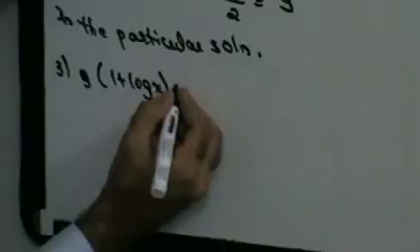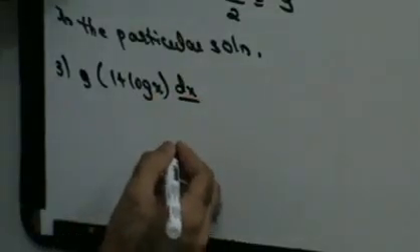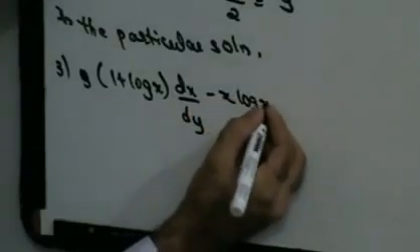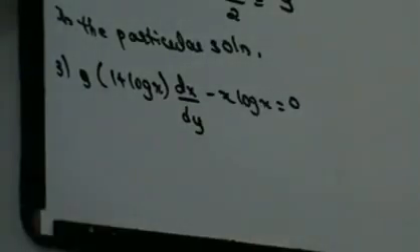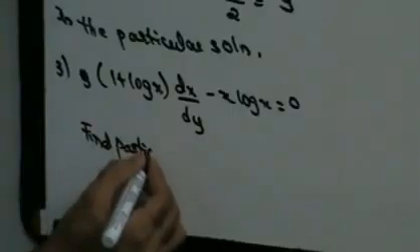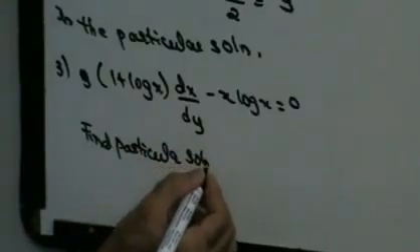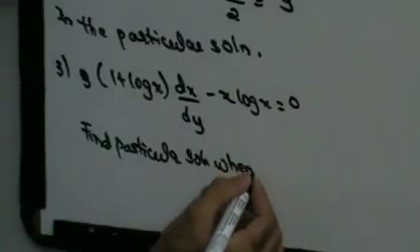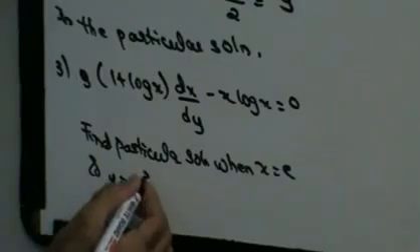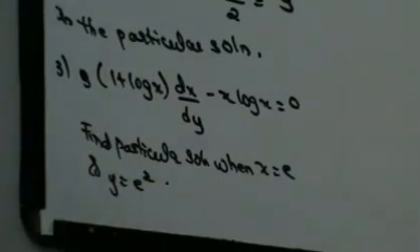y into 1 plus log x dx by dy minus x log x is 0. And they've said find the particular solution when x is equal to e and y is equal to e square. Let's see this.